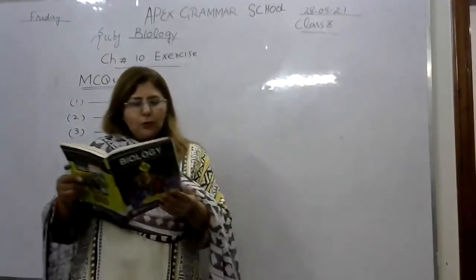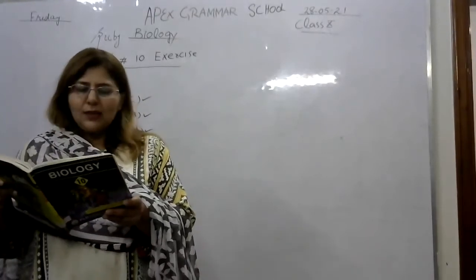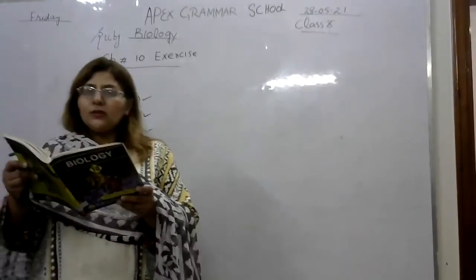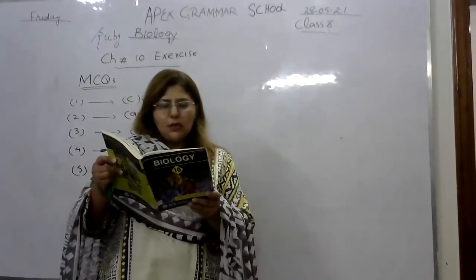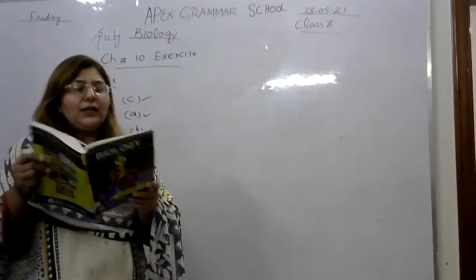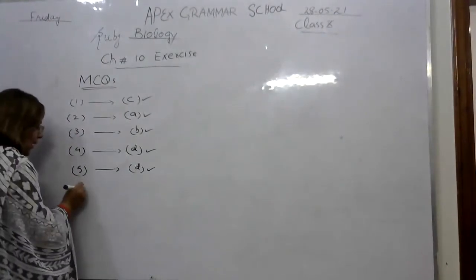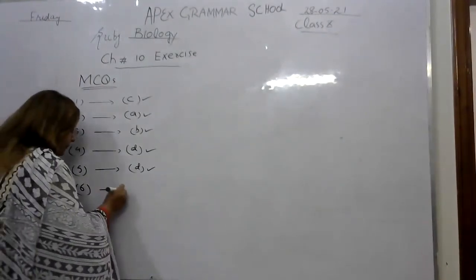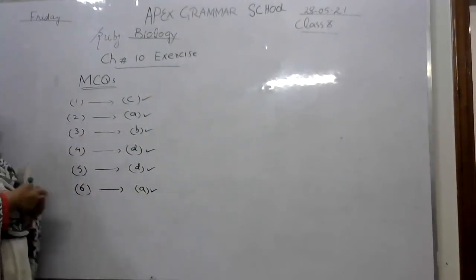Now we will see the options. Option A, carbon dioxide in blood, is the right answer. Option B, oxygen in blood, is wrong. Carbon dioxide in muscle is also wrong. Oxygen in muscle is also wrong. So what is the right answer? Question number 6, option A is the right answer.